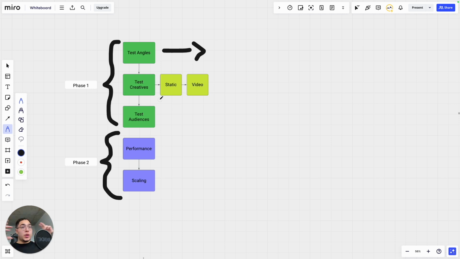For example, we know our angle. Now we can change the image. Instead of being an iPhone Note, it can be simply a selfie, a video, etc. A different type of way of saying the same message. And then when we know what's the best way to say the message and what vehicle in which to give that message, meaning angles and creatives, we need to test the audience.